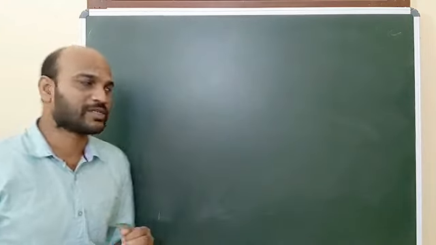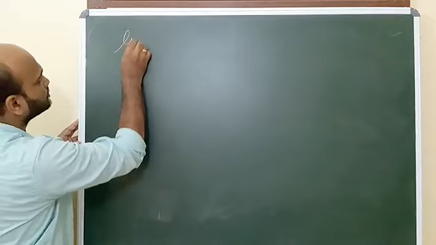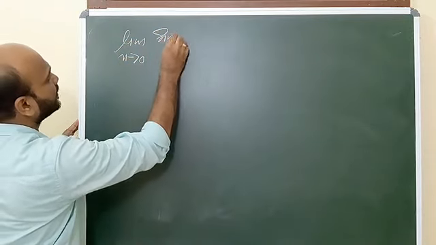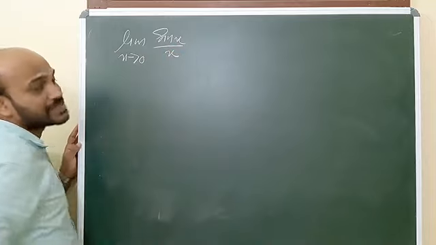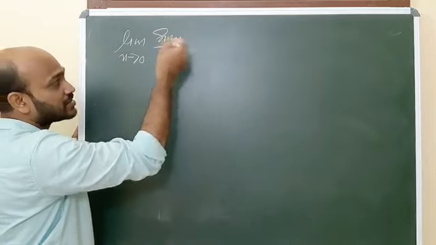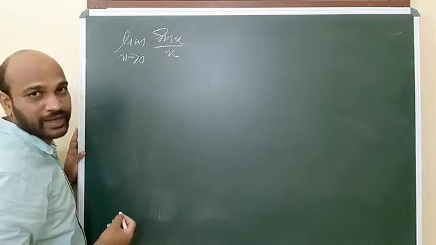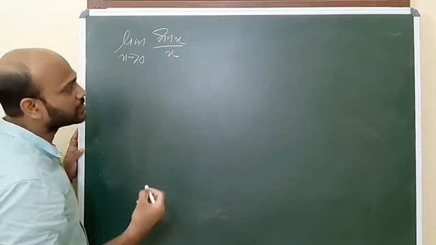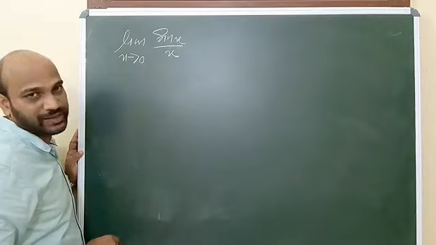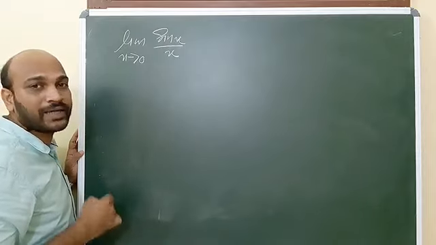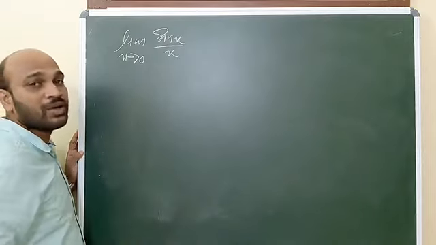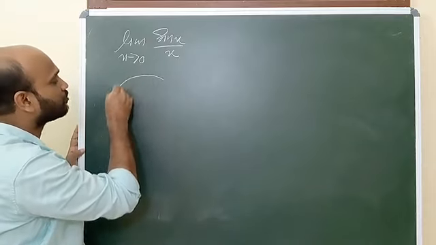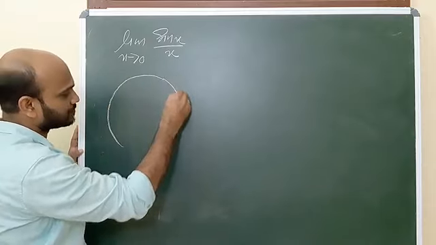Now consider one question: limit x tends to 0 of sin x by x. When x equals 0, this function changes to 0 by 0 form, right? Because sin 0 is 0, it is 0 by 0 form. But we cannot factorize. We have to go for some other method because it is not a polynomial. So actually we use geometry for finding this answer.